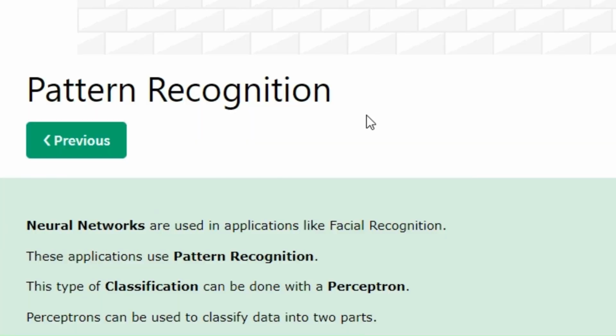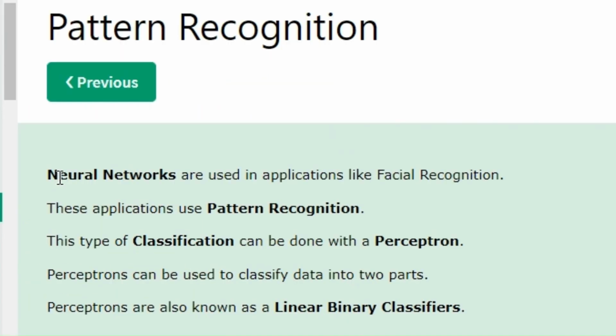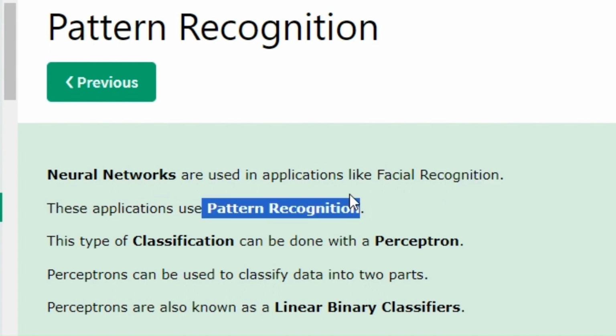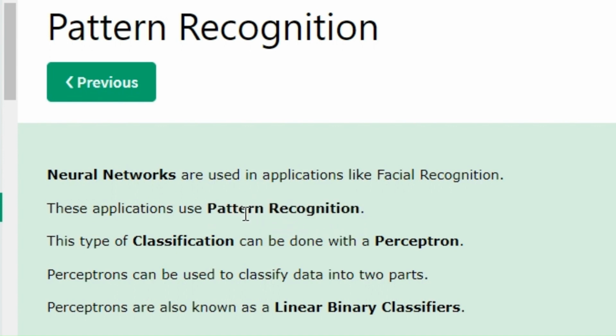Now we will discuss pattern recognition. Neural networks are used in applications like facial recognition. These applications use pattern recognition, which is used to recognize a pattern. A face is also a pattern, right? So with this pattern recognition mechanism, facial recognition is also done.